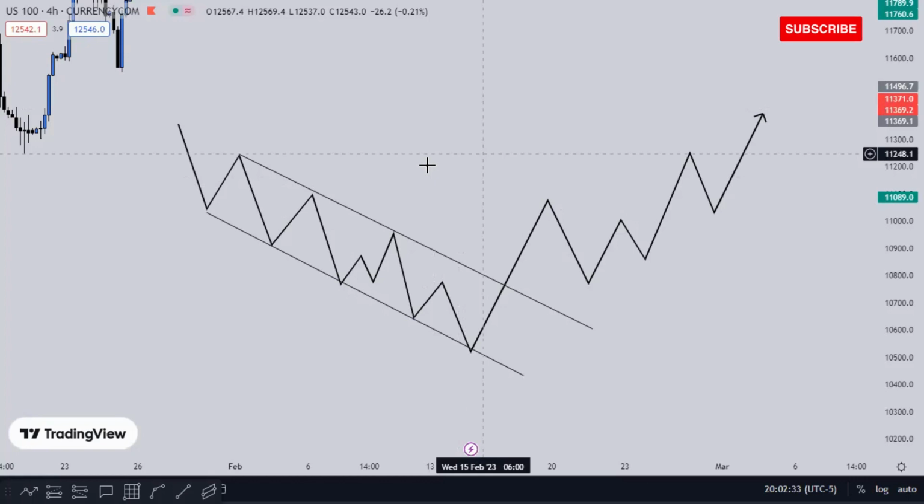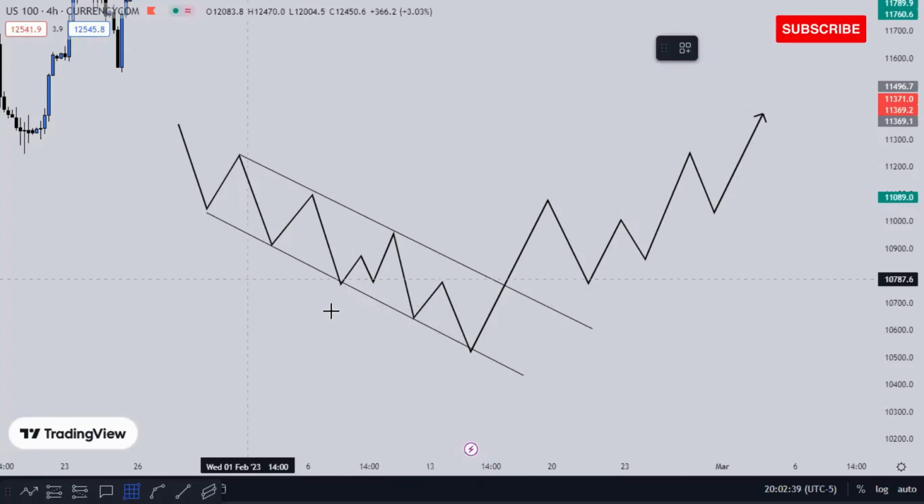So I'm going to show you now how I draw my key levels. This is the most important part. If you've stayed up to now, you're the good guy. Please subscribe. Right now, this is how I draw my key levels.